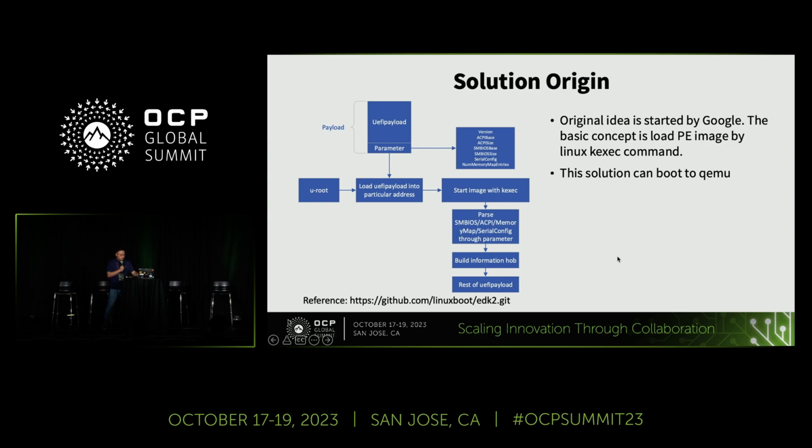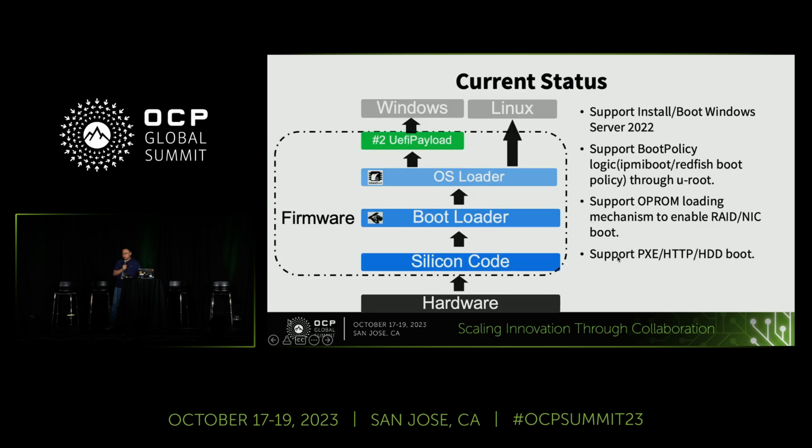This is the solution origin. The current state is here is our solution. If we get a Windows OS request, we boot based on the OS loader, then the UEFI payload, then Windows. If booting from Linux, we go to the OS loader, Linuxboot, and then kexec to the Linux.